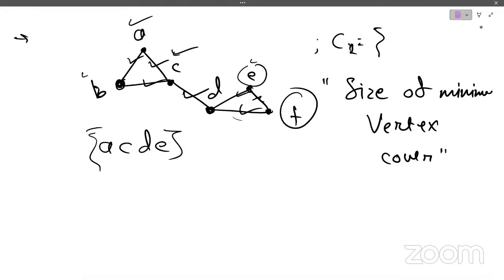Again, there is no general method to find the size of minimum vertex cover. First is by observing: just try to think that, okay, it cannot be covered by three vertices, so I have to go one more and one more. So this is one way to get a vertex cover.